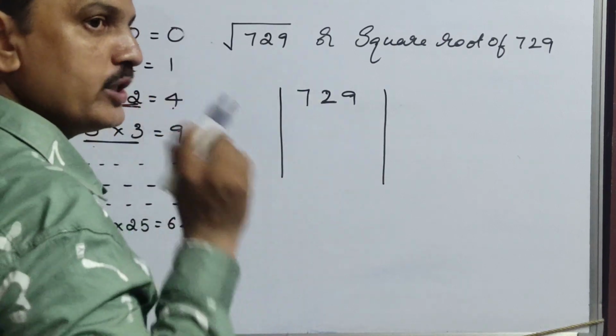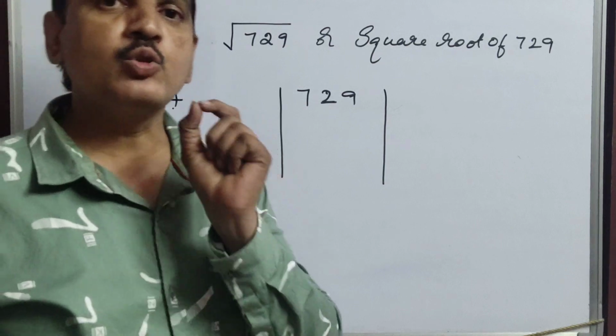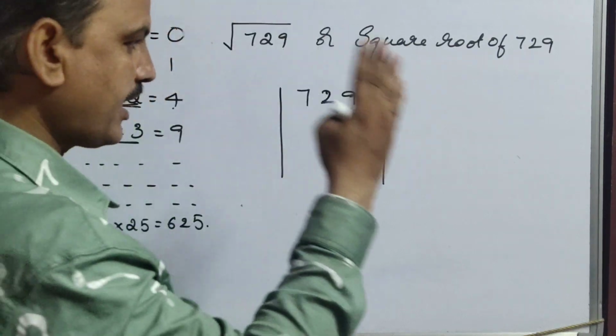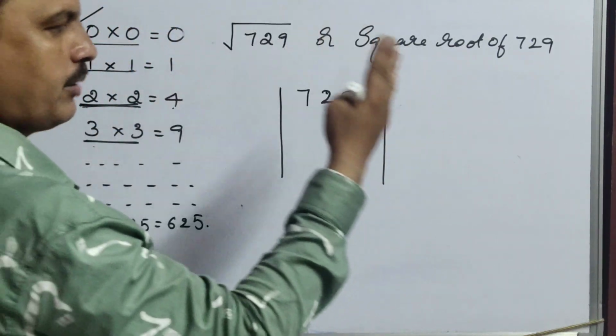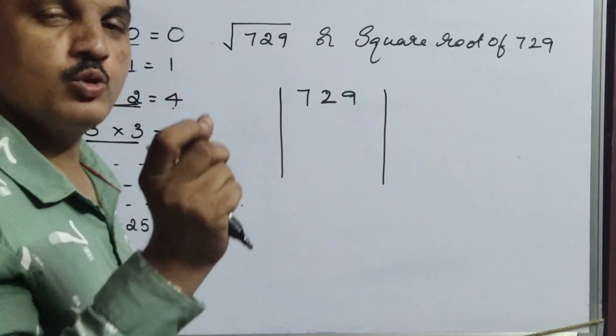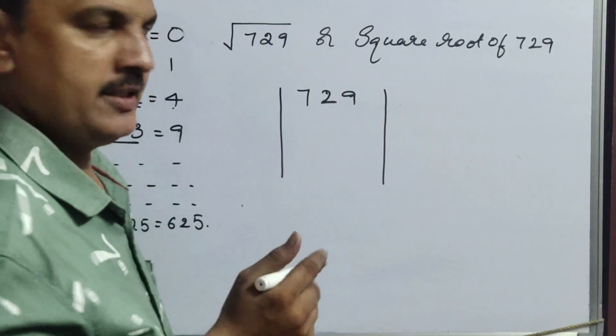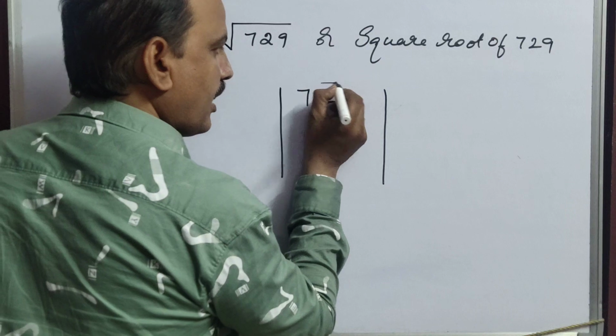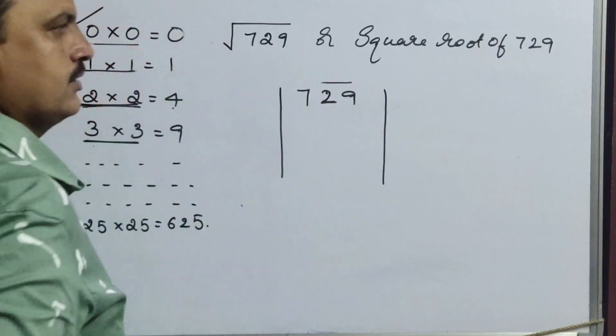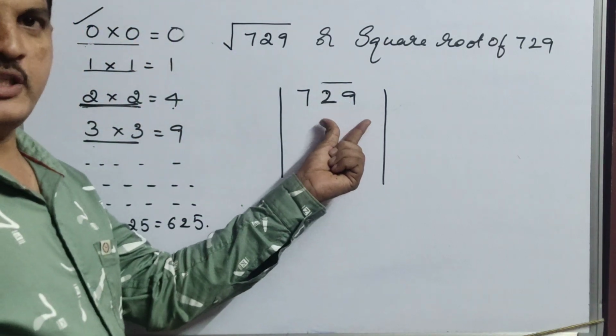On every 2 digits, when you are coming from right to left, apply a bar on every 2 digits. Okay, a bar means like this: 2 9. So a bar has to be applied to this.